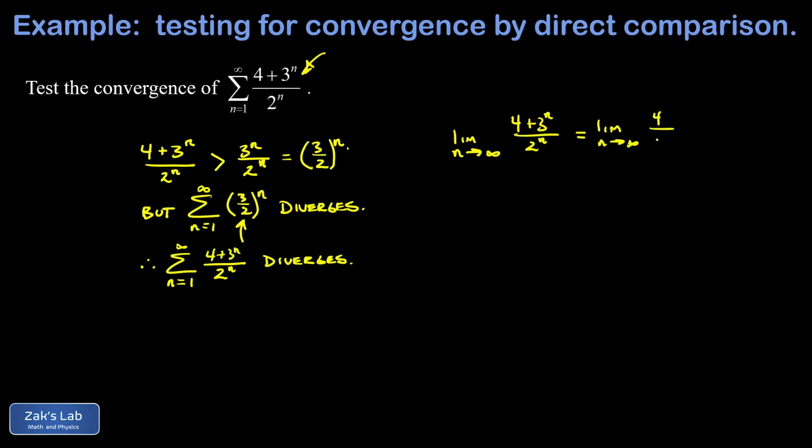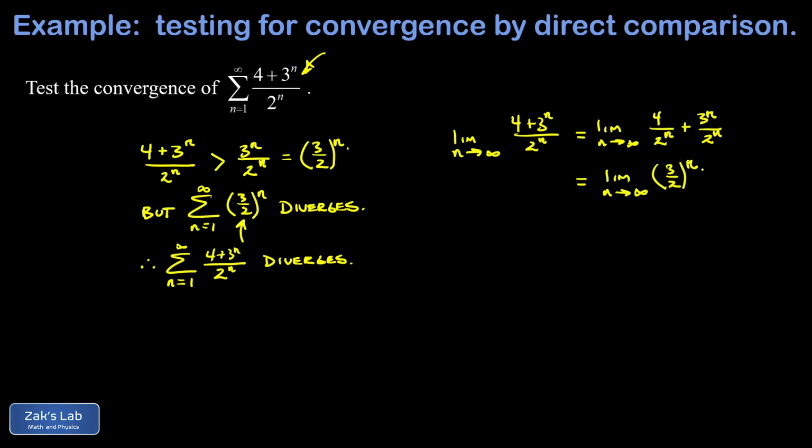So I'm going to write it as 4 over 2 to the n, which unambiguously goes to 0, plus 3 to the n over 2 to the n, which is actually our problematic piece. So the limit as n goes to infinity of 4 over 2 to the n is 0, and I'm left with just the limit as n goes to infinity of 3 halves to the nth power.